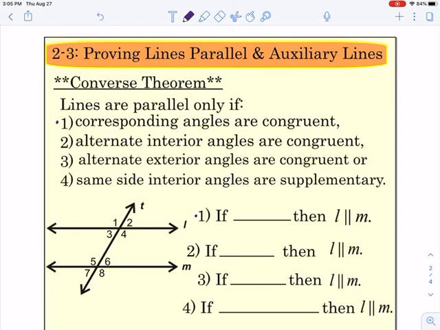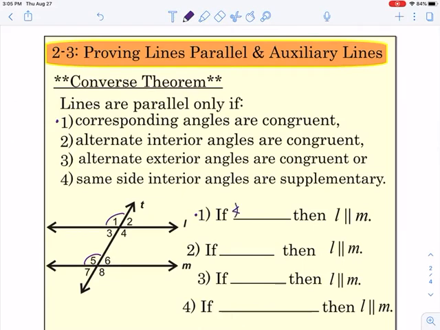So it doesn't matter. Again, there's 4 different sets of corresponding angles here. It doesn't matter which pair you pick. I'm going to pick angle 5. Angle 5 in this case corresponds to angle 1. So if somehow you can tell me that angle 1 is congruent to angle 5, then I can tell you that line L is parallel to line M.